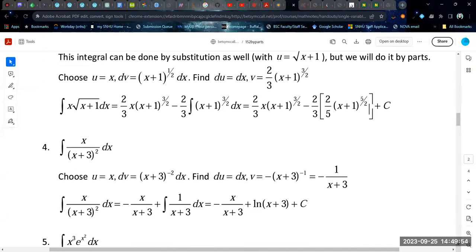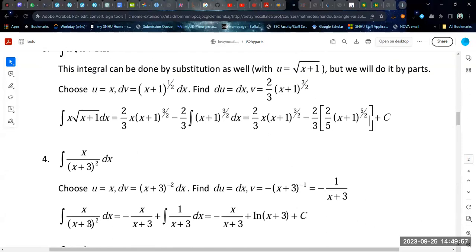And then the last example here that we're going to do involves another combination of algebraic expressions. We have x and (x plus 3) quantities squared. Now, as you can see, (x plus 3) quantities squared in the denominator here, this is a rational expression, and it's a power rule, but it has a negative exponent. So that is not the best choice for u. It is a better choice for dv, because when we integrate this, the power will come down.